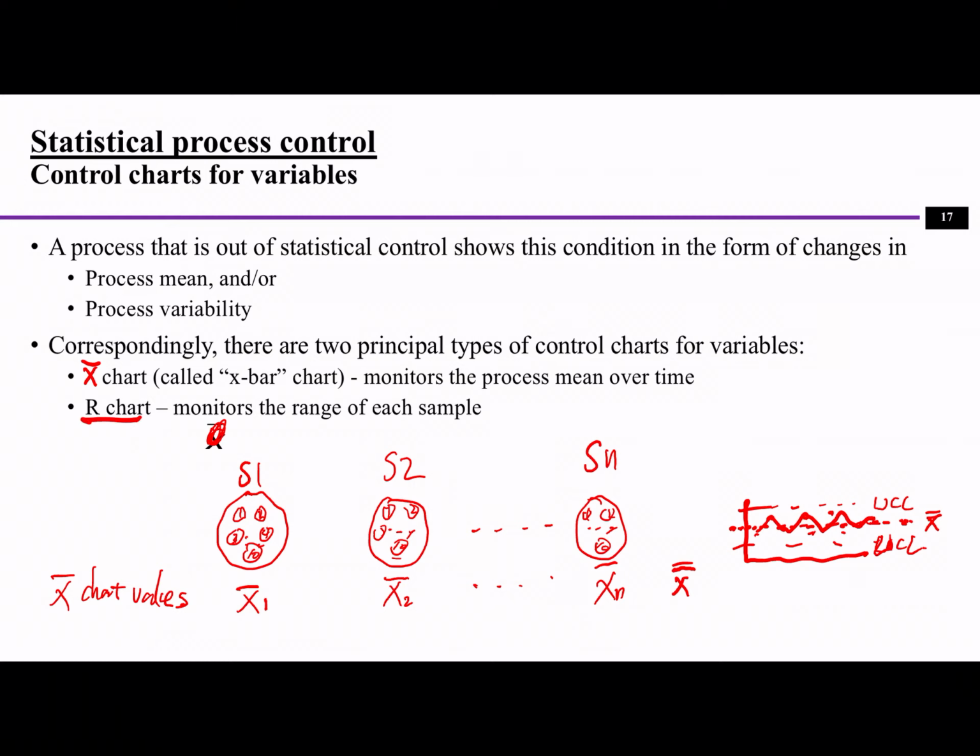Well, what does the R chart mean? For these apples, I measure each weight in sample 1, and then I find out the biggest weight and the smallest weight, and then I calculate that range. I call it R1. Same in sample 2, I measure each of the apples, find the largest weight and the smallest weight in sample 2, and then find the range for sample 2. And then the range for the nth sample.